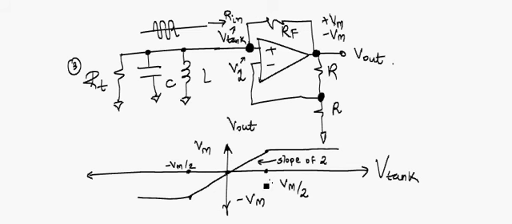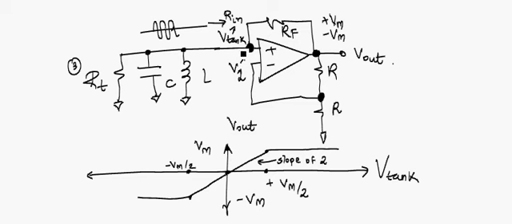But as soon as V tank reaches Vm by 2, this is plus Vm. It cannot go beyond that, so it rails. You have this thing here, and similarly at minus Vm by 2. So if I have a V tank like this, my V out is going to look like that.